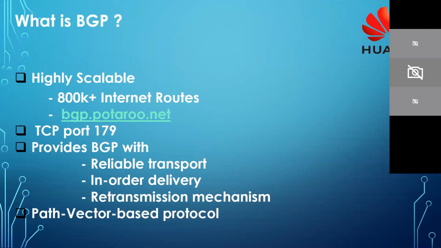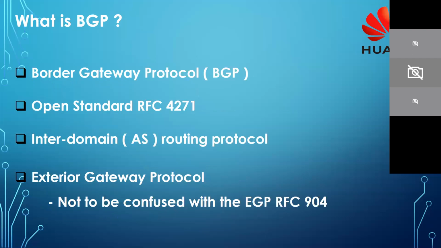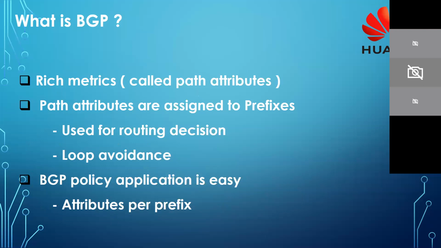BGP is a path vector based protocol. We know that OSPF is a link state protocol, IS-IS is a link state protocol, RIP is a distance vector protocol, and BGP is a path vector based protocol. What does it mean? A path vector protocol has a rich metric, a very good metric. BGP uses multiple metrics, and these metrics are called path attributes.